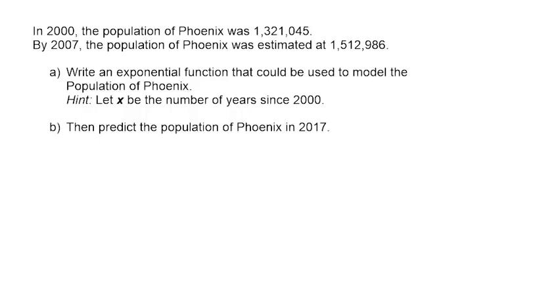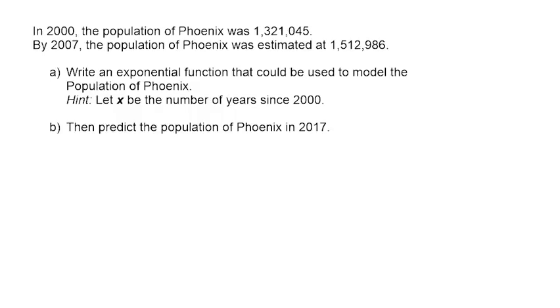Okay, now this is a word problem that is a little bit different because it doesn't actually just give us points, it gives us some context. So we're going to have to create the points. So in 2000, the population of Phoenix was 1,321,045. By 2007, the population of Phoenix was estimated at 1,512,986. So part A is to write an exponential function that could be used to model the population of Phoenix.